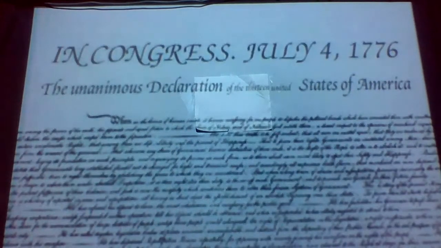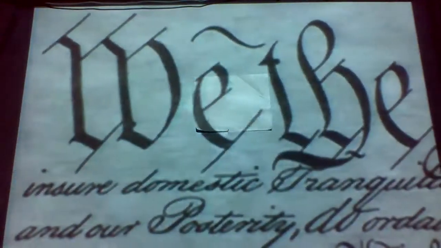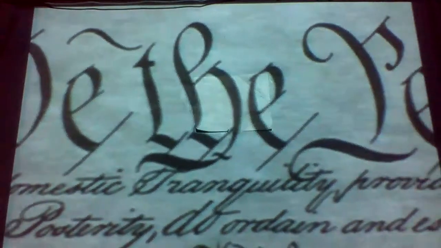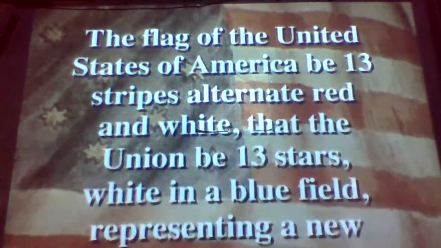Then, on July 4th, 1776, the colonies declared their independence from Great Britain with the signing of the Declaration of Independence. America now wanted to be an independent country, so it needed a flag of its own. After almost a year, Congress resolved that the 13 stripes alternate red and white, that the Union be 13 stars, white in a blue field, representing a new constellation.